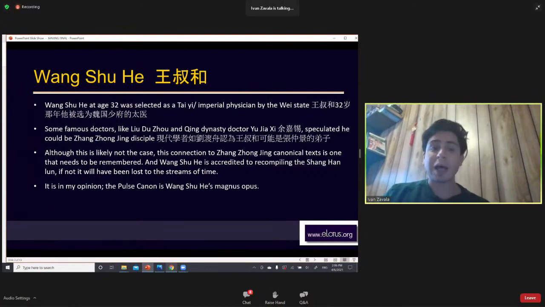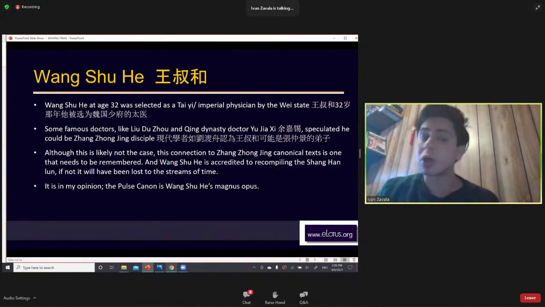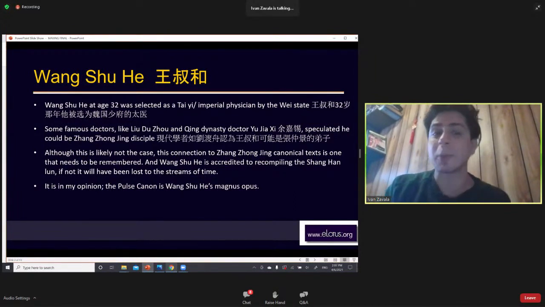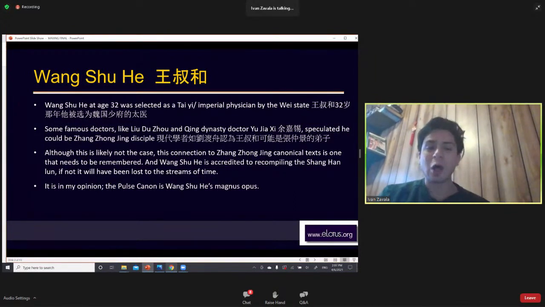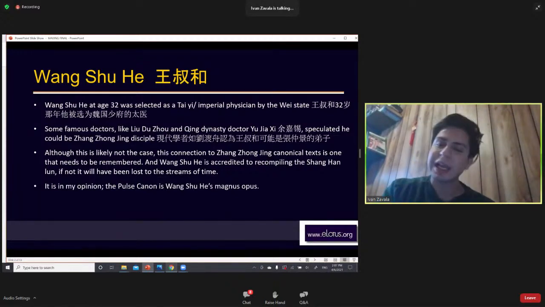Now some famous doctors like Liu Duzhou, a famous 20th century Shanghanlun doctor, and the Qing dynasty doctor Yu Jiayan, speculated that Wang Shehe could have been Zhang Zhongjing's disciple, right? Although this is not likely the case, this connection to Zhang Zhongjing's canonical text is one that we need to remember.